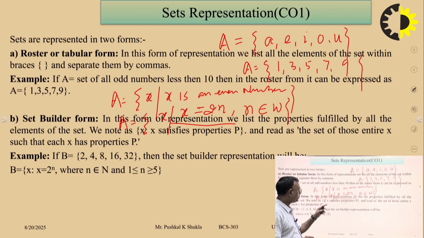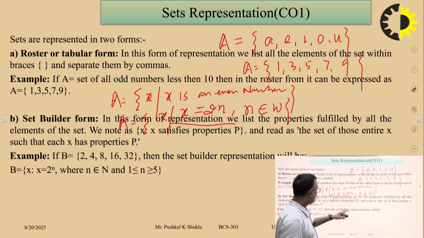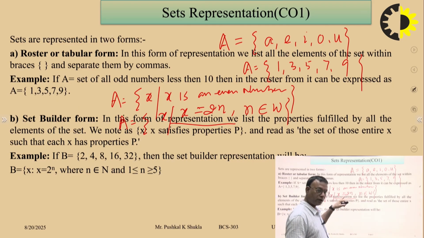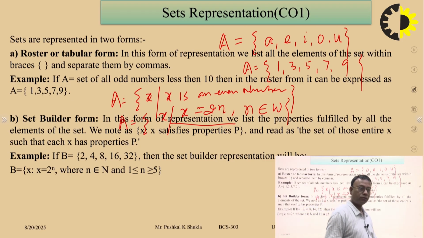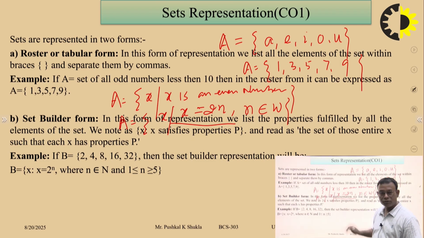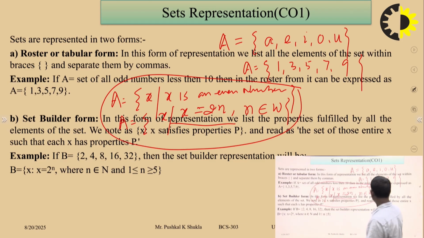So we can get an even number by putting n equal to 0, that will be 0, then n equal to 1, that is 2, n equal to 2, that is 4, and so on. So 0, 2, 4, 6, 8 and so on. By this we can represent it both ways, and we can write it in set builder form.